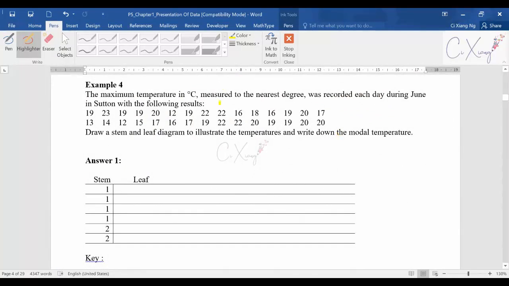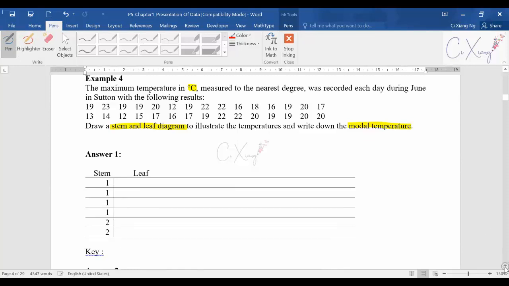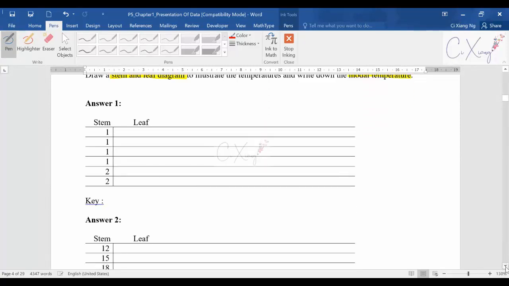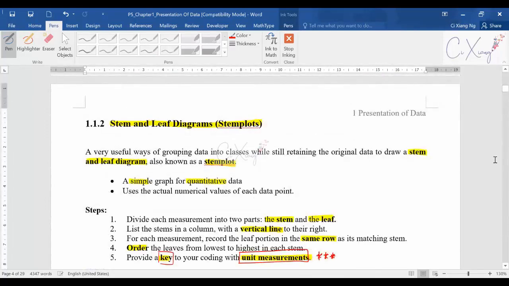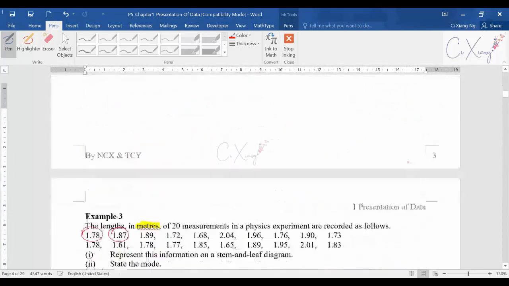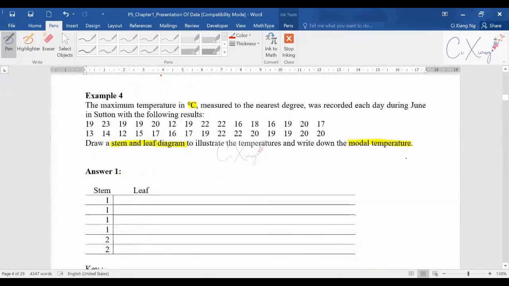Okay, so for example 4, we have the maximum temperature in Celsius measured to this degree. They want us to draw a stem and leaf diagram to illustrate the temperature and also write out the modal temperature. So again, they are asking for the modal temperature. For this example, there are two answers. I want to show you two sets of answers, and I have already put in the values of the stem.